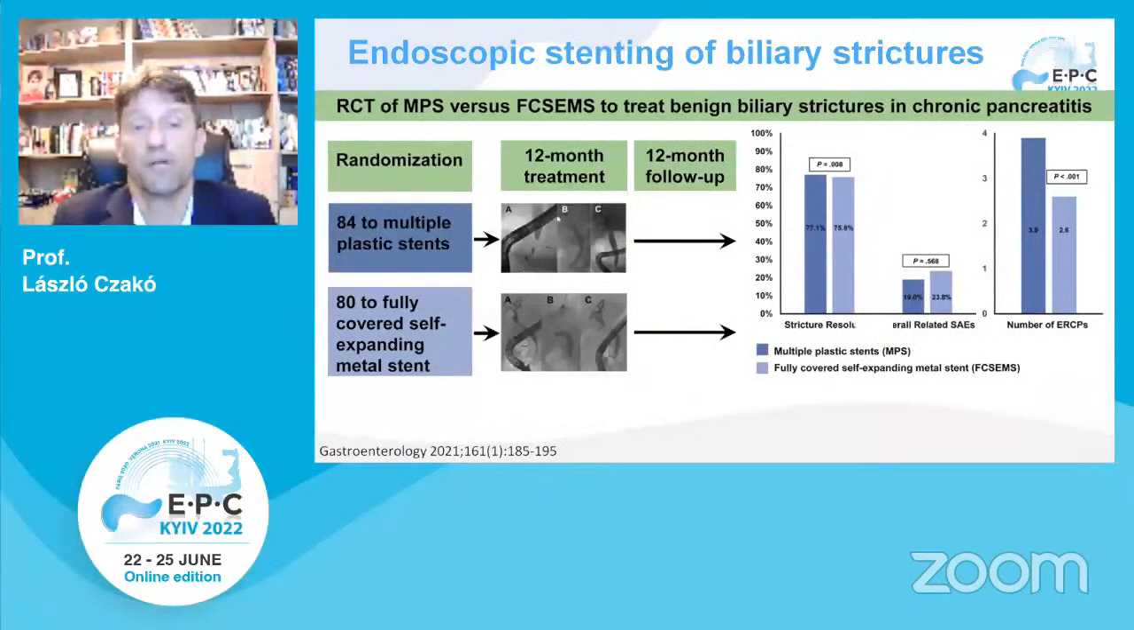A multicenter international randomized trial was performed comparing 2-year efficacy and safety outcomes of multiple plastic stents and fully covered self-expanded metal stents to treat biliary stricture in patients with chronic pancreatitis. Stents were placed for 12 months in both groups. Multiple plastic stents and SEMS had similar rates of stricture resolution and similar rates of serious adverse events. However, plastic stents required a higher number of ERCP procedures, and a higher number of stents were placed over 2 years compared with SEMS. Based on these results, covered SEMS have been proposed as an alternative to multiple plastic stents, with the advantage of reducing the number of ERCPs needed.